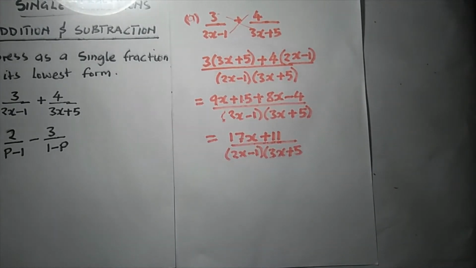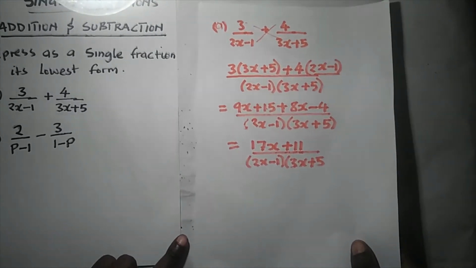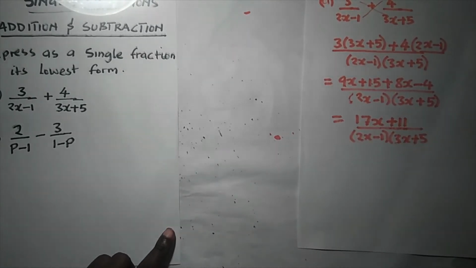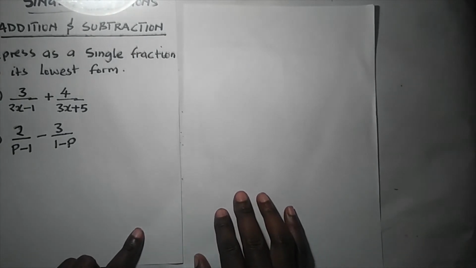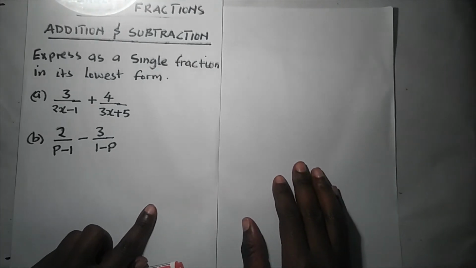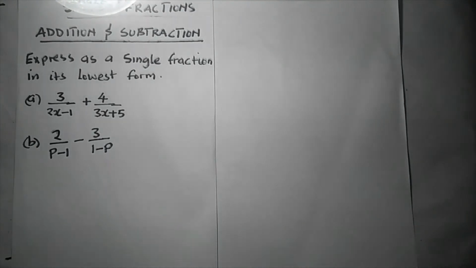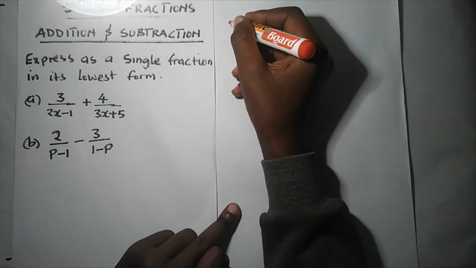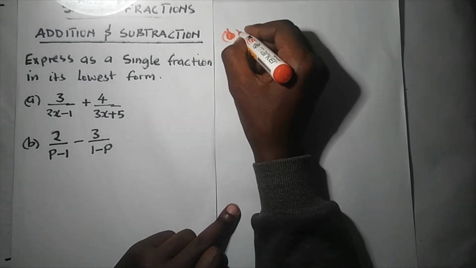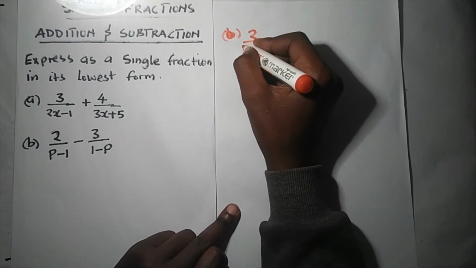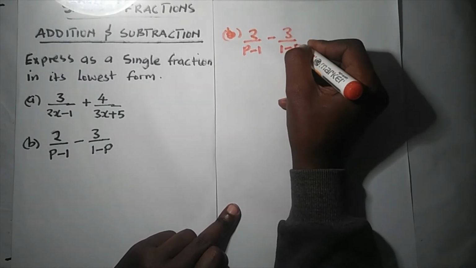Now we are going to question number 2. Question number 2 says express as a single fraction. So this is the second question, B: 2 over p minus 1 minus 3 over 1 minus p.